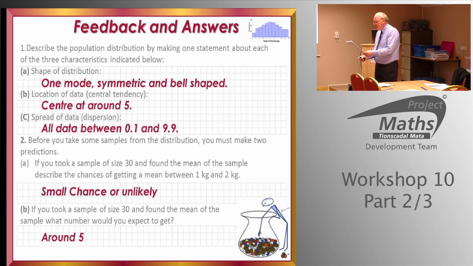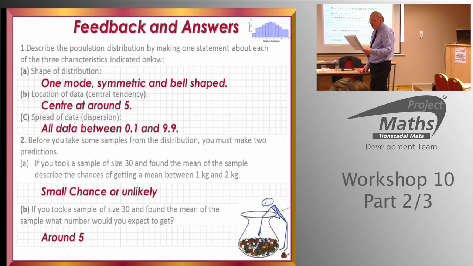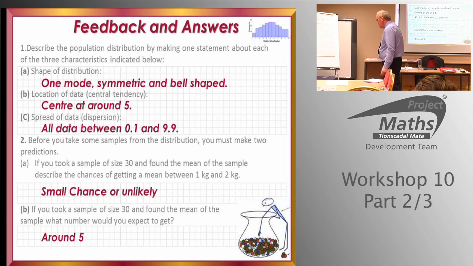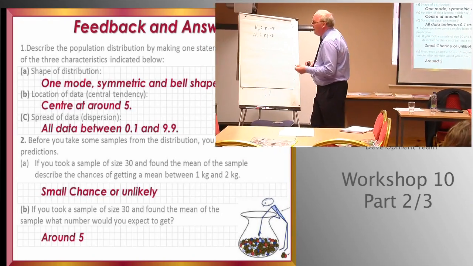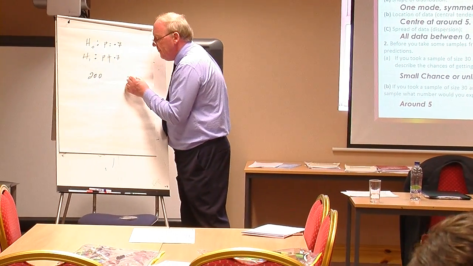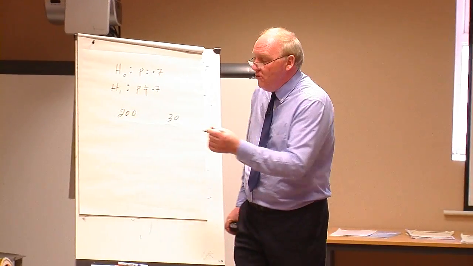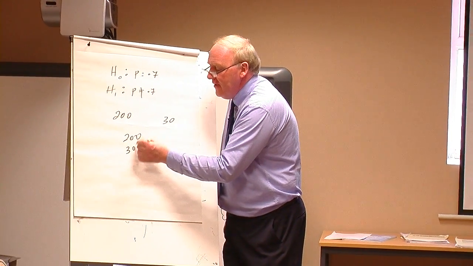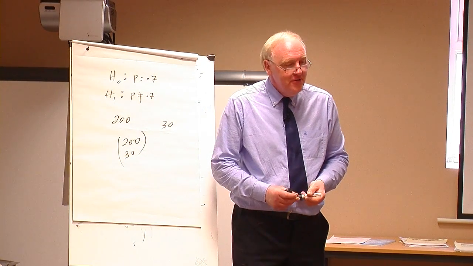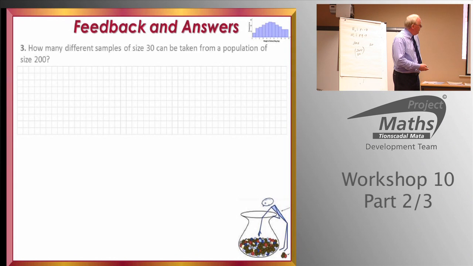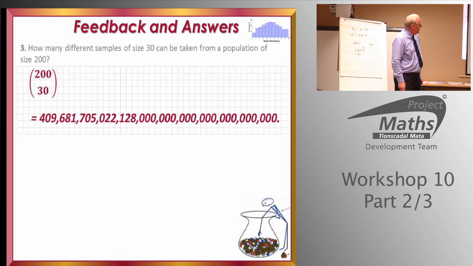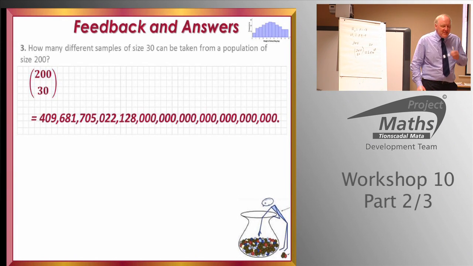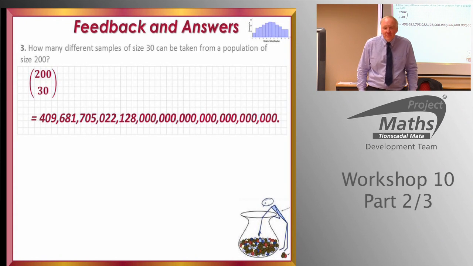How many different samples of size 30 can be taken from a population of size 200? Now, remember, we have 200 and we're selecting 30 at a time. So therefore, we're on to 200C30. When you put that into a calculator, it turns out to be a pretty big number. In fact, it is approximately 4 by 10 to the 35. That is the number of samples that you could possibly take.